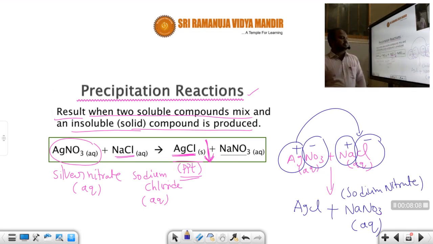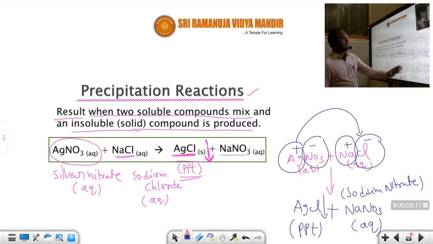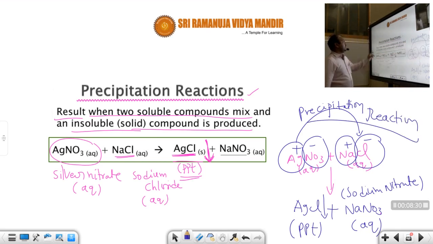Sodium nitrate, aqueous. But AgCl is an insoluble salt, that is called a precipitate. So when the precipitate is formed, this double decomposition reaction is also called a precipitation reaction. Students, I hope that you are very clear here. So silver nitrate is a soluble compound because this salt is dissolved in water. NaCl, table salt, can also be dissolved in water.